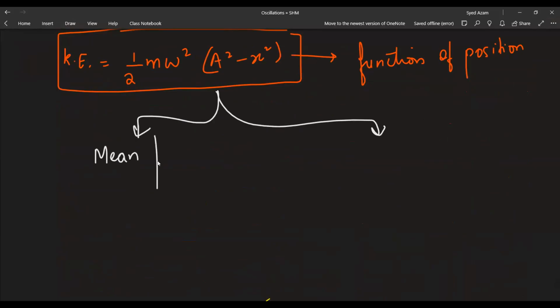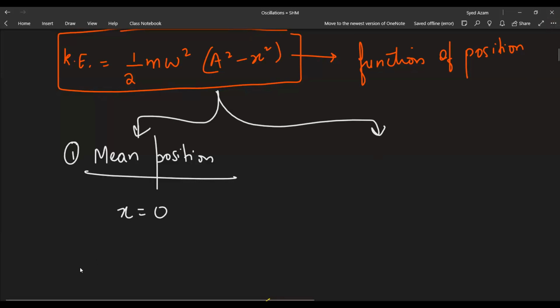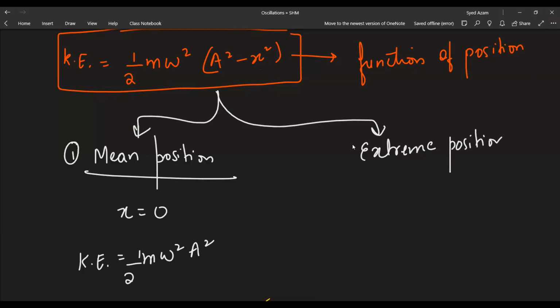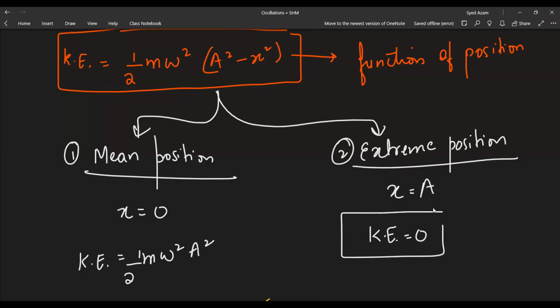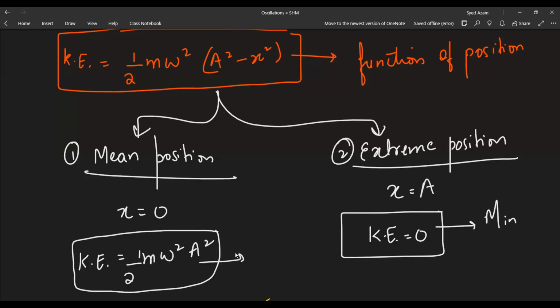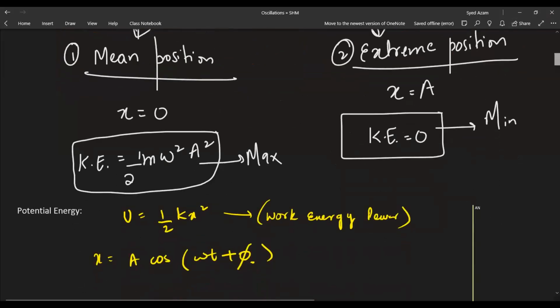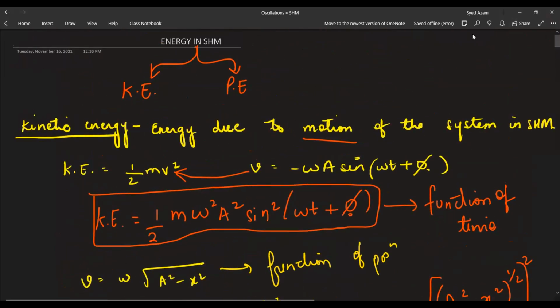So see, let's say this is the mean position. So at mean position, x is equal to 0. Right, so your kinetic energy will be equal to half m omega square a square. That's it. Why? Because this is 0. And if we are talking about the extreme position, x will be equal to a. So kinetic energy is equal to 0. That is, it will have the minimum value here. And half m omega square a square is the maximum value. Okay, maximum value at the mean position, minimum value at the extreme position. Okay, potential energy, I'll start after I first write about the kinetic energy. So kinetic energy: position equation, time equation, and mean and extreme.